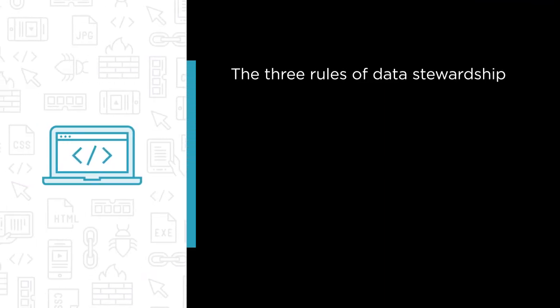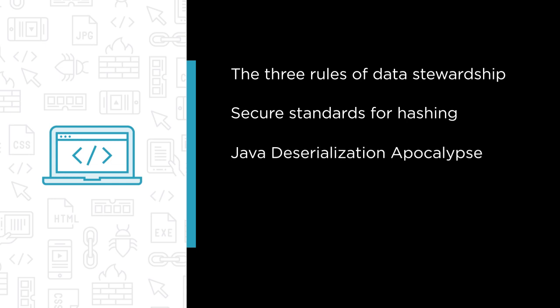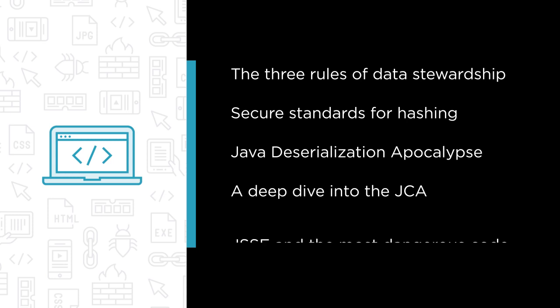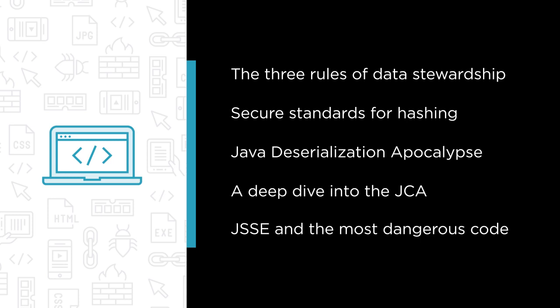Some of the major topics that we'll cover include the 3 rules of data stewardship, secure standards for hashing, including what makes MD5 so bad, the Java Deserialization Apocalypse, and how to protect your code from it, a deep dive into the JSSE and other APIs for key management, signing, and encryption, and how JSSE became associated with the most dangerous code in the world, and what to do about it.